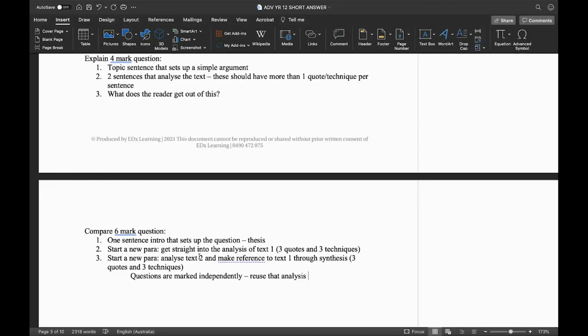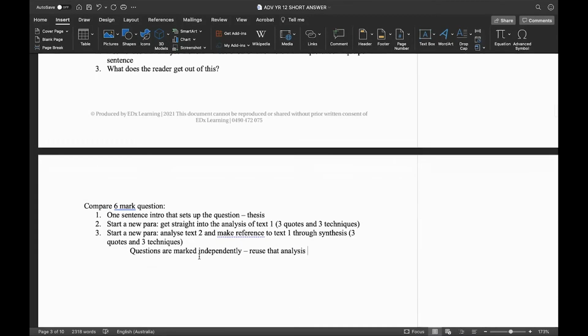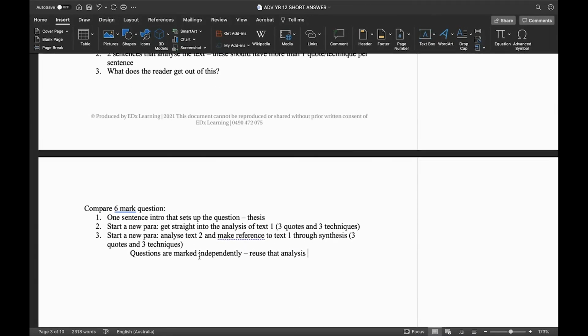In short answer, your questions are marked independently. Different people, different markers will mark different questions. There may be a marker in the HSC, like marking 10, who's marking solely question 1 of short answer. Another marker is marking only question 2. So you can reuse the analysis 100%. Okay, so that is how you would do a little compare question.